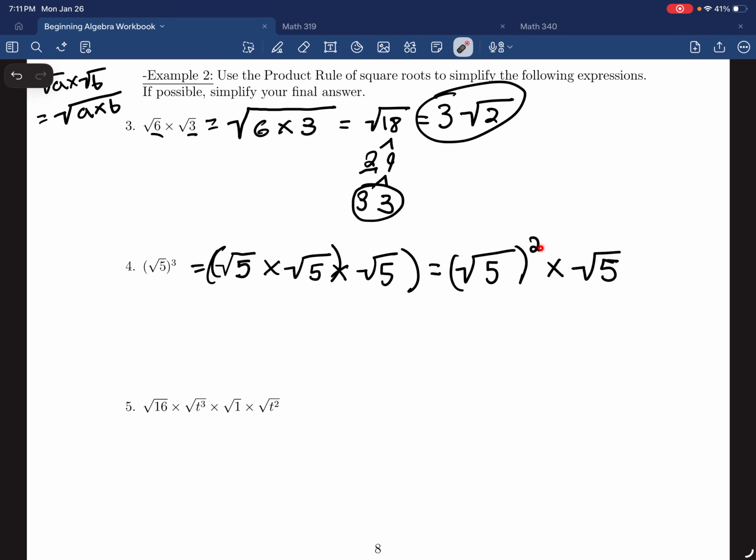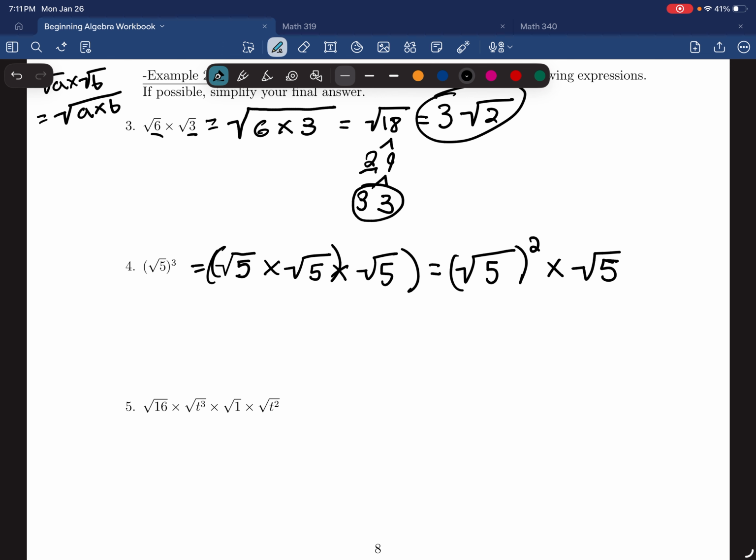Because we know the square root of 5 squared means the square root of 5 times the square root of 5, and we carry along this extra times root 5, and that's still the square root of 5 cubed, right? So when we do this, we make our lives significantly easier if we can recognize this, because we know that the opposite of something squared is a square root. So the squared undoes the square root, and we're just left with 5 times the square root of 5. So our final answer is just 5 root 5.